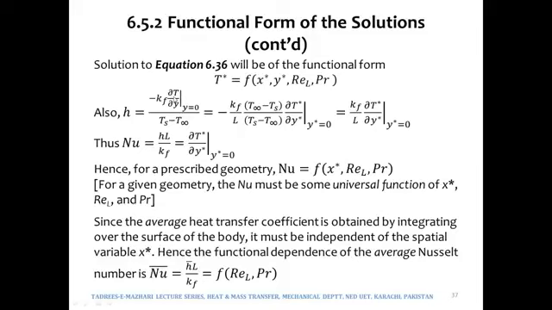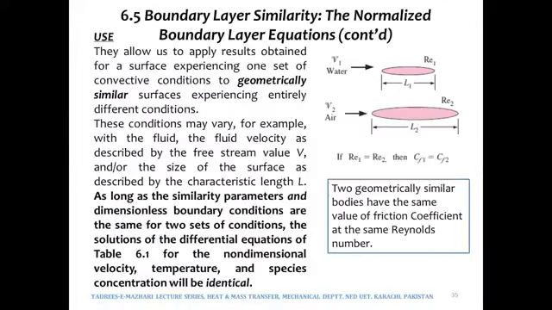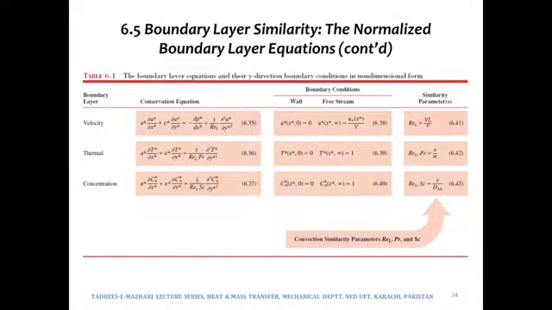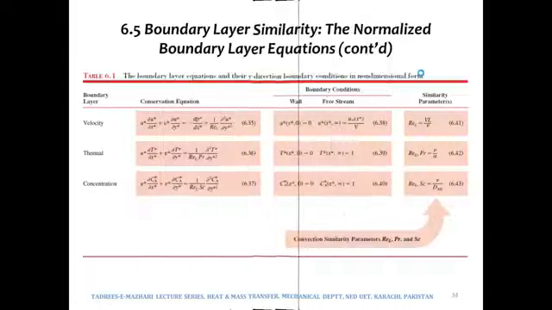Now if we do the same thing over here, if we put T in terms of T star, what is the expression that we had while discussing the normalized boundary conditions? T star was T minus Ts over T infinity minus Ts. So what would T be? T would be T star times T infinity minus Ts, plus Ts.